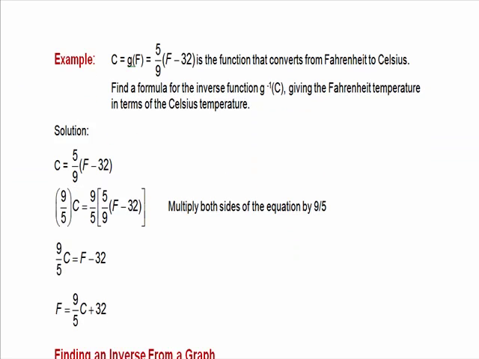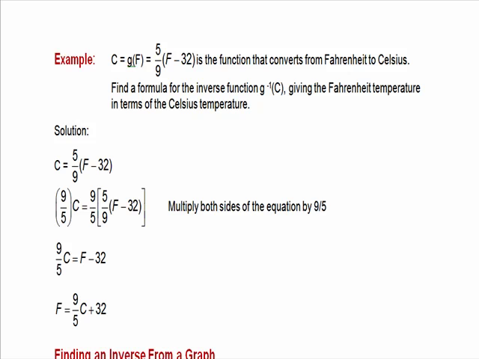So here's an example. Suppose we go back to our old Celsius Fahrenheit example. C, to get the Celsius, is 5/9 the quantity Fahrenheit temperature minus 32. This has a story. This is the function that converts from Fahrenheit to Celsius. What I'd like to do is find a formula for the inverse function. Since it has meaning, all we do is take this function and solve for the other variable. And so I did that here.